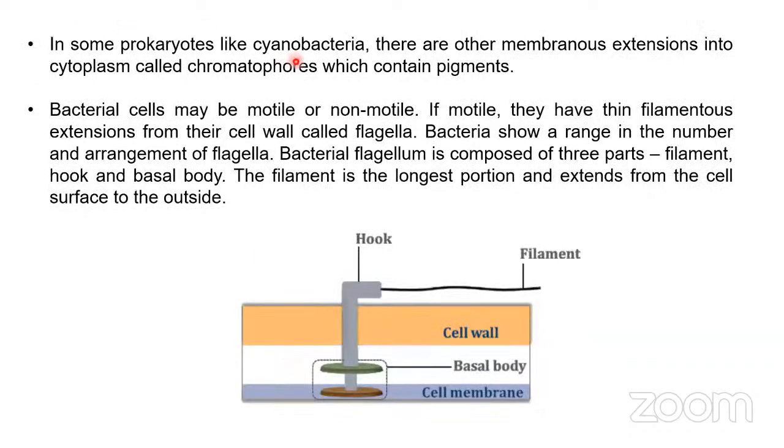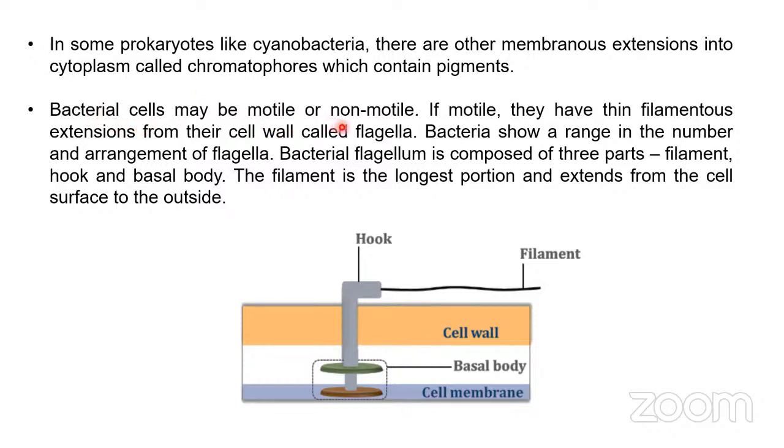In some prokaryotes like cyanobacteria, or blue-green algae, there are other membranous extensions into the cytoplasm, which are called chromatophores. As the name suggests, chroma is always related to pigments. So chromatophores are the extensions which contain the pigments. Bacterial cells may or may not have these extensions. And if they have, for example in blue-green algae, they have chromatophores that provide the color to the bacteria.